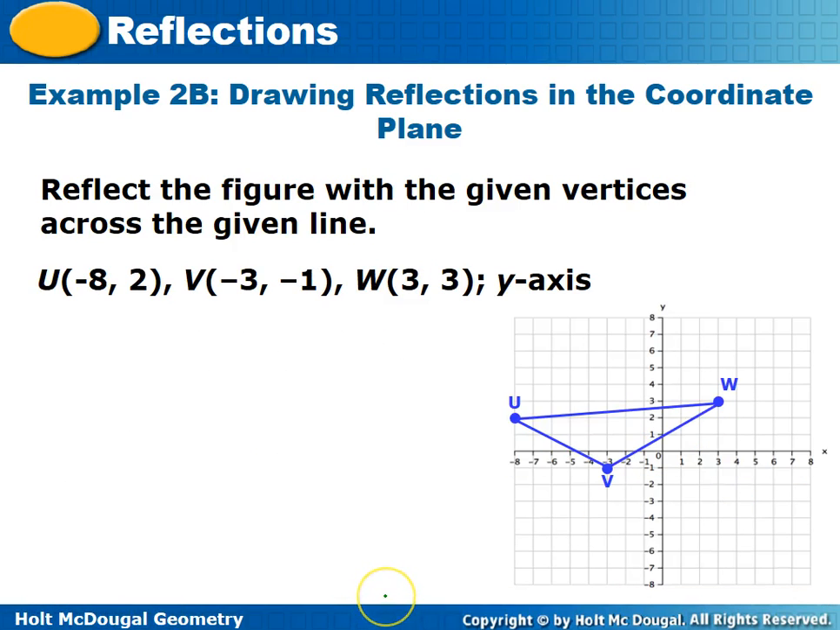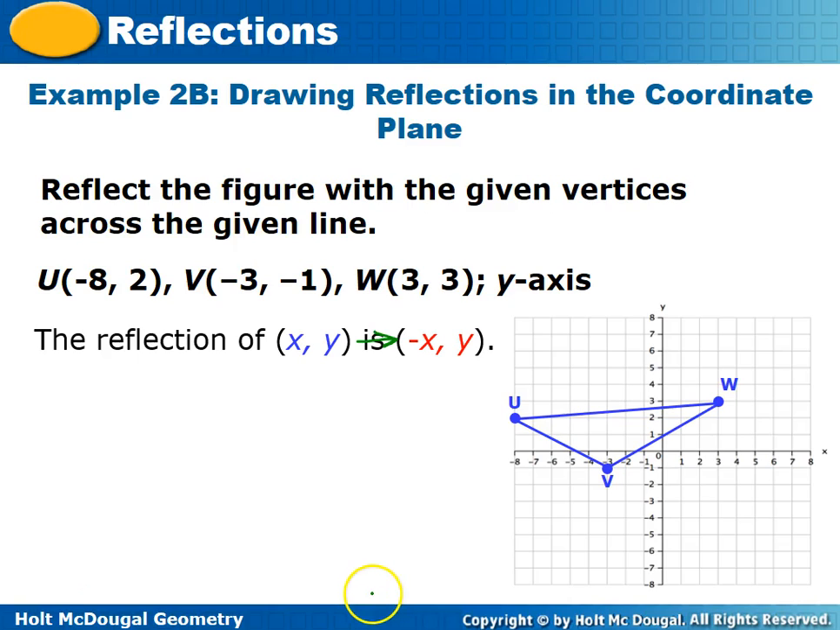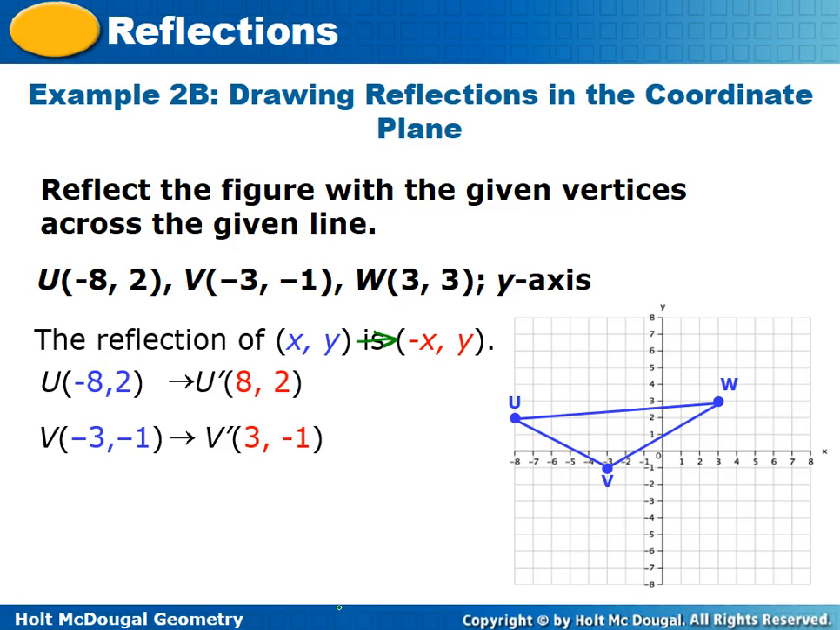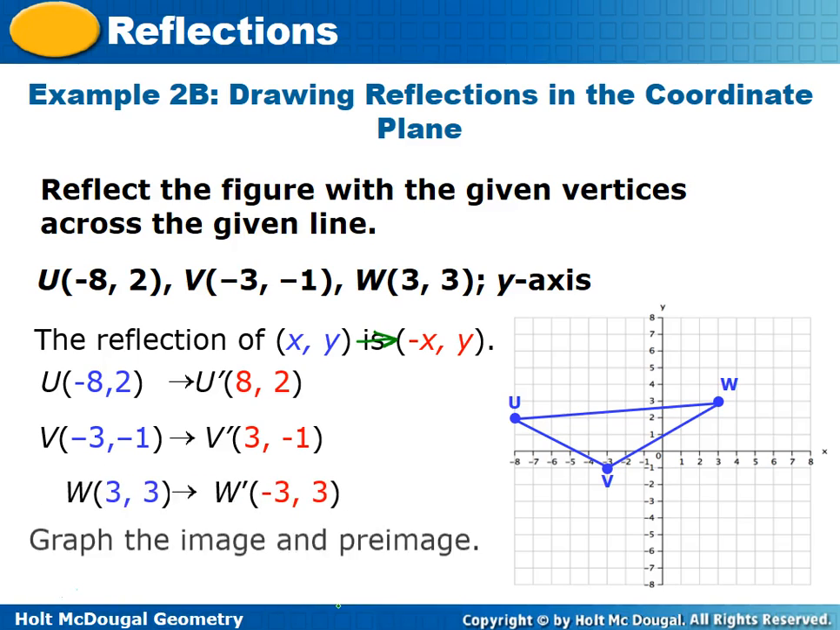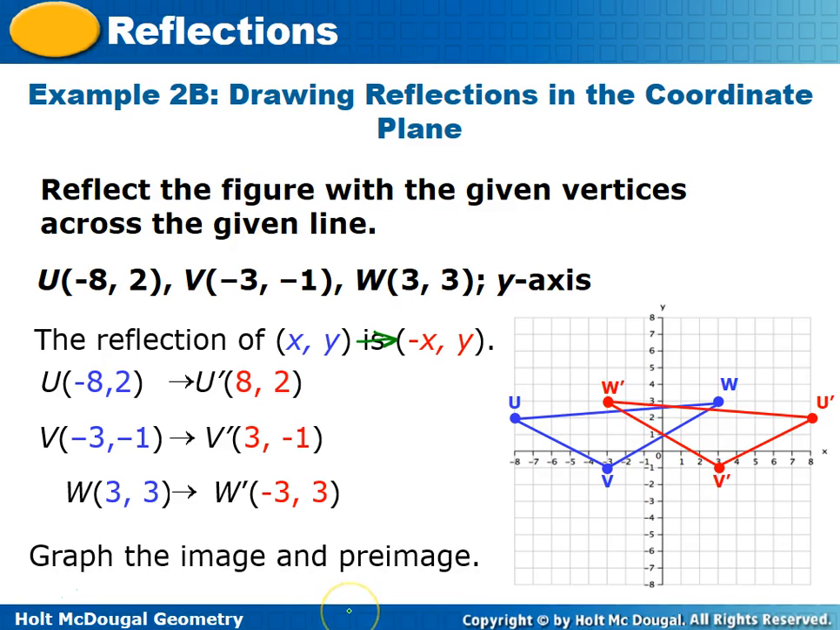All right, so our next one, again, we're going to plot the points. This time we're reflecting over the y-axis. So our rule is going to be xy becomes negative x comma y. So this time we're going to change the signs of all of our x coordinates. So the negative 8 becomes a positive 8, the negative 3 becomes a positive 3, the 3 becomes a negative 3. Again, we're going to plot those points, and this time we reflected across the y-axis.